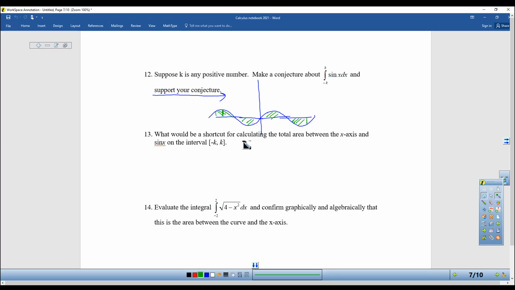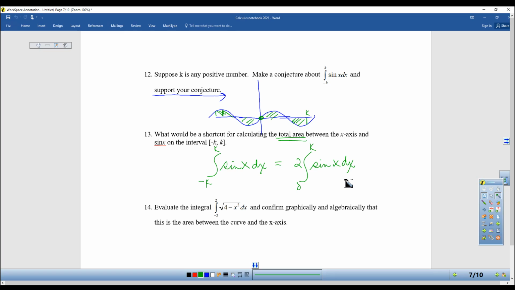What would be a shortcut for calculating the total area between the x-axis and sine of x on that interval? So what's nice is that when you have to go from negative k to k for sine of x, you could just go from 0 to k, which is always lovely to plug in a 0, and then you don't have to plug in a negative number and just multiply your answer by 2. Because if you go from 0 to k, you're going to have the same thing on the other side. So this is a great shortcut that people like to use.